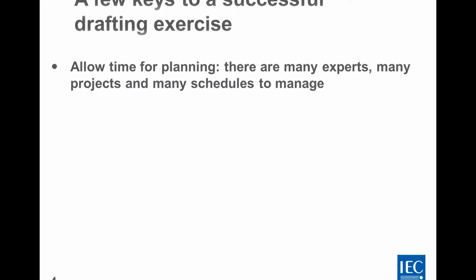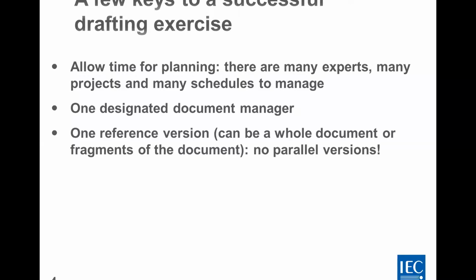Another key aspect, from many different perspectives, is that you need one designated document manager for your document. We need to know who is in charge of the document and where the document is and what the reference version is. So one person needs to be in charge of the document or the subpart of the document, and we need to have one reference version. If we have many different parallel versions of a document floating around out there, by the time you get to the point where you'll need to merge them, you're going to have many problems. So knowing who's in charge of what and what the reference version is, is a key aspect.